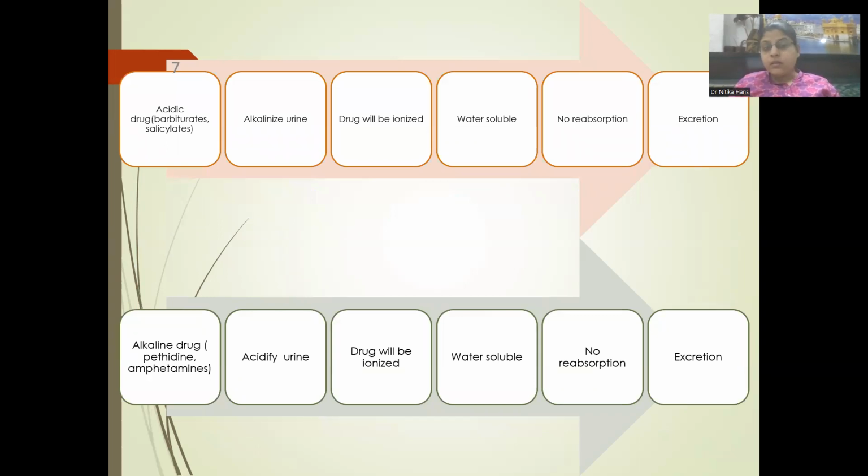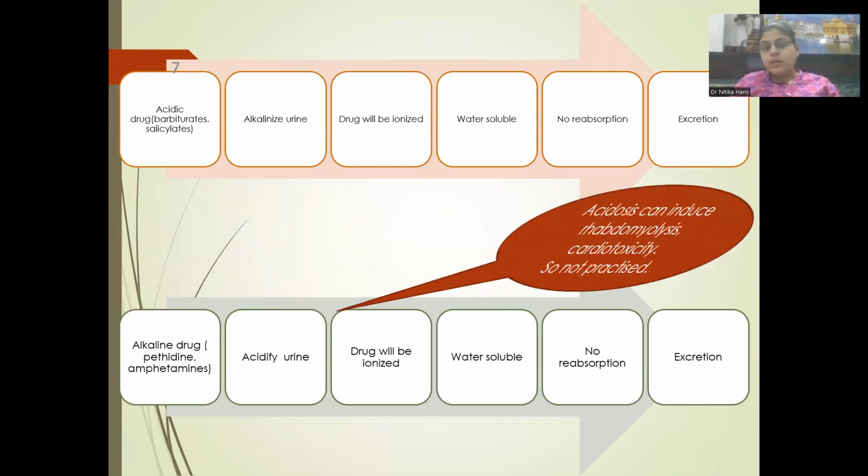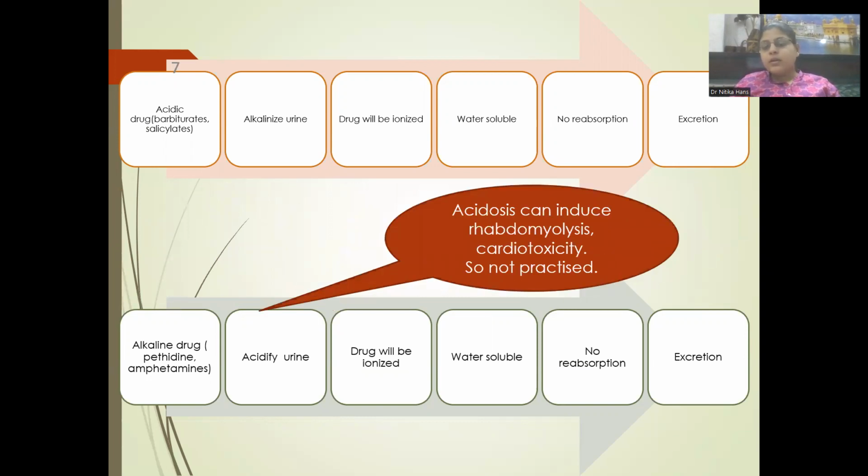The same thing. Acidic drugs like barbiturates, salicylates, we alkalize the urine and drugs will be ionized, water soluble, reabsorption will not take place and excretion will occur. Alkaline drug, we acidify the urine. How we alkalize the urine is we add sodium bicarbonate, and how we acidify the urine is we add ammonium chloride. Drug will be ionized, water soluble, no reabsorption, and there will be excretion of the drug. But acidosis can induce rhabdomyolysis and cardiotoxicity, so it is not practiced.